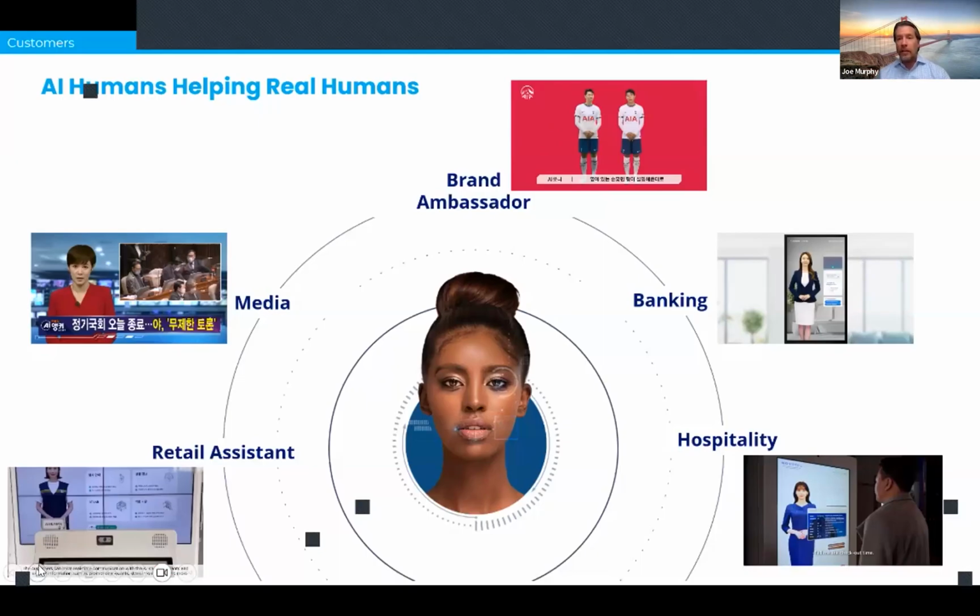And next, moving around the clock, we look at banking. This is an AI kiosk. DeepBrain is actually working with all 5 of the top banks in Korea for customer service in mobile phones, kiosks, and web browsers using AI humans.